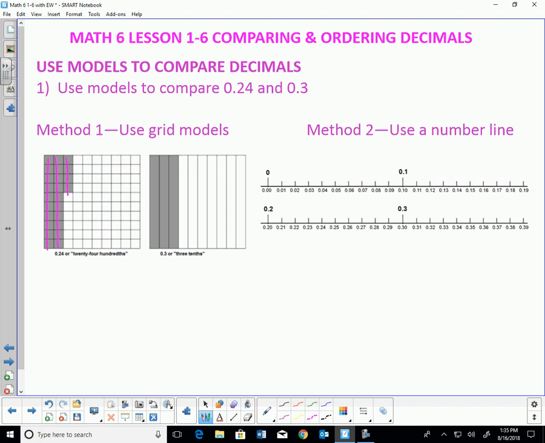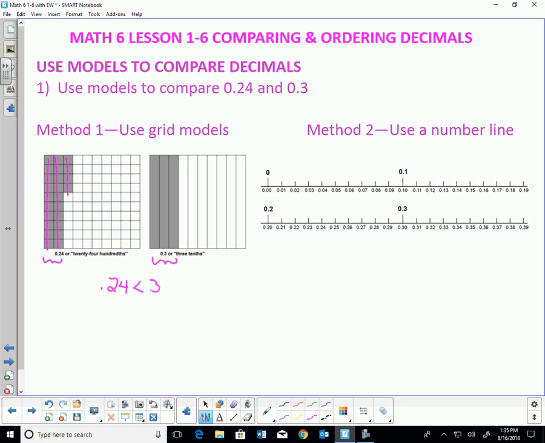Or we can use the same size box, but instead of breaking it down to 100 squares, we could break it down to 10 lines. Instead we just drew the vertical lines and didn't draw the horizontal lines with it. And if we color in 3 tenths, that would be the same as coloring in 30 little squares. You can clearly see that you have 3 full lines colored here and only 2 and a little part over here, which means that 0.24 is definitely smaller than 0.3.